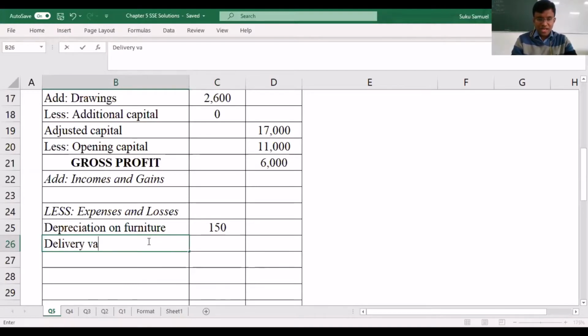So delivery van value written off, this works out to be 300. Next thing that has been told to us is that debtors include 500 from a customer who's insolvent. What is meant by insolvency? Insolvency means he's not in a position to pay the money back. What does this mean? This means that 500 is your bad debt.